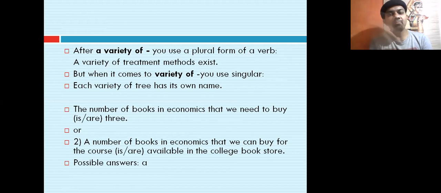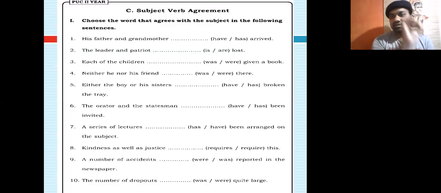When you say a number of books, then it is plural. A number of books in economics that we can buy for the course are available in the college store. So we must be a little cautious about that. Okay. Let us look at some examples.